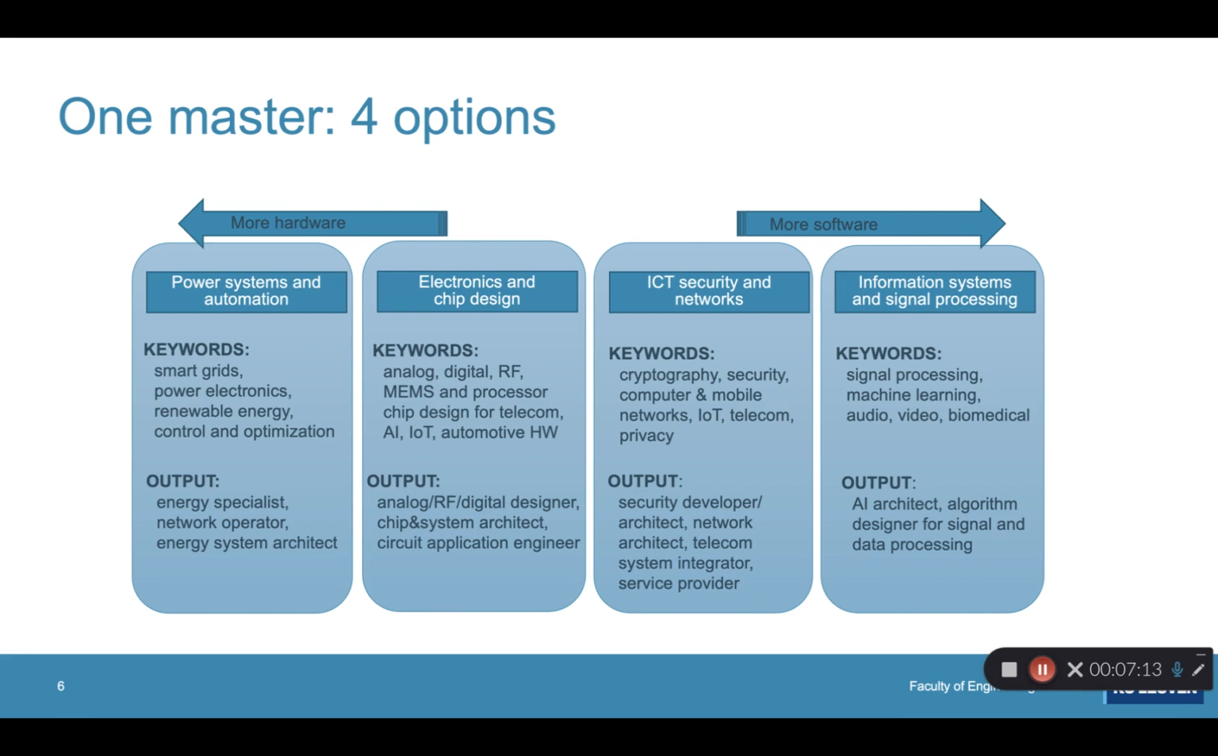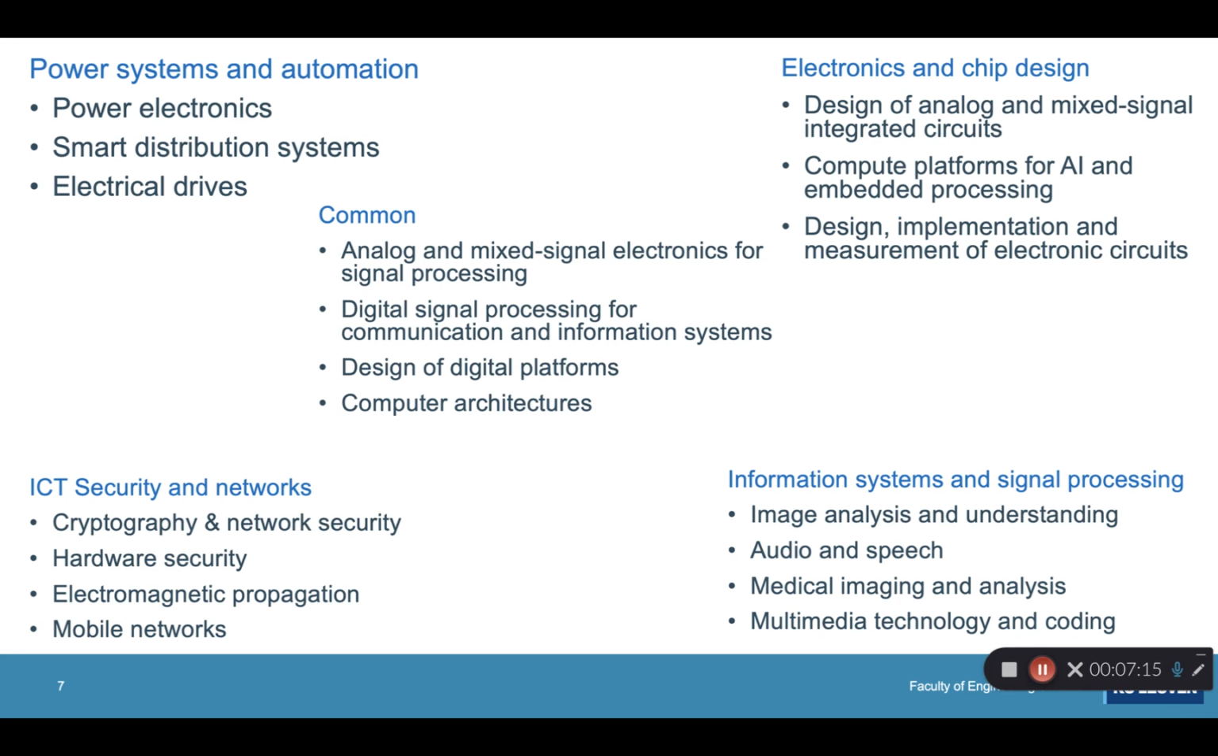On the next slide, I list some typical courses. Here in the middle are the courses that are common to the 4 options. And you see everyone learns about analog and mixed signal electronics for signal processing, about digital signal processing for communication and information systems, design of digital platforms and computer architectures, and then depending on the option there are a few typical courses.